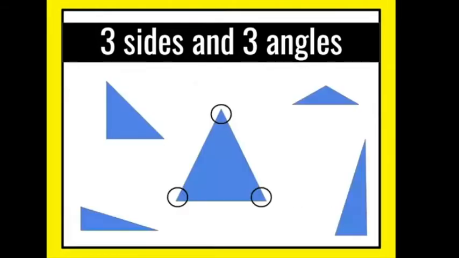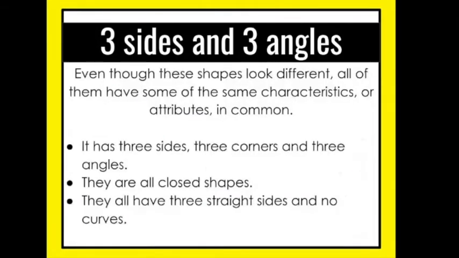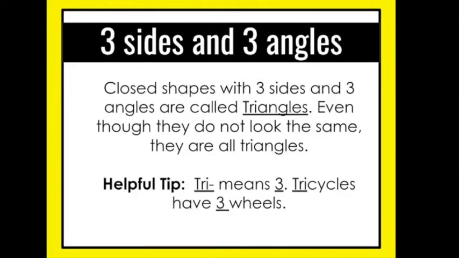Even though these shapes look different, all of them have some of the same characteristics or attributes in common. They all have 3 sides, 3 corners, and 3 angles. They are all closed shapes, and they all have 3 straight sides and no curves. Closed shapes with 3 sides and 3 angles are called triangles. A helpful tip to remember triangles is tri means 3, and tricycles have 3 wheels.